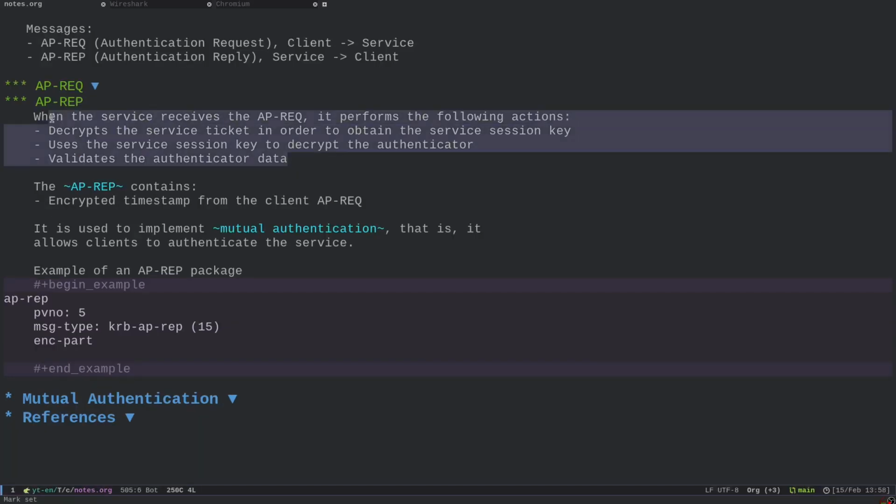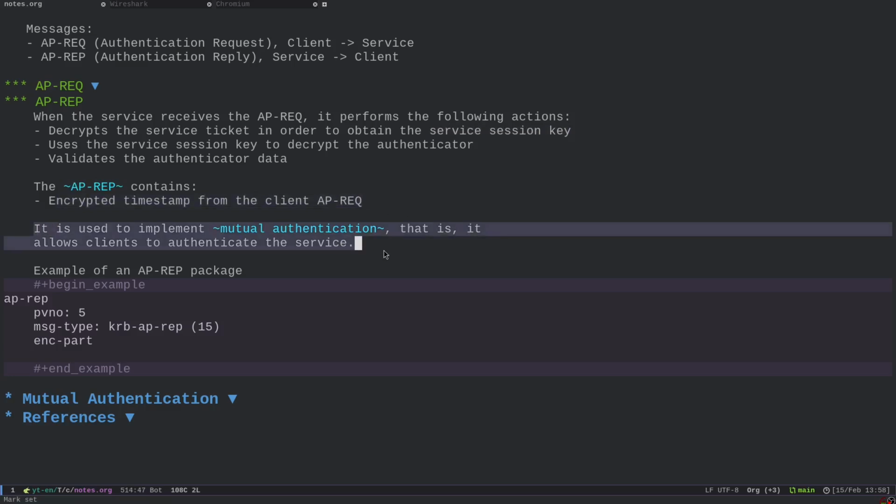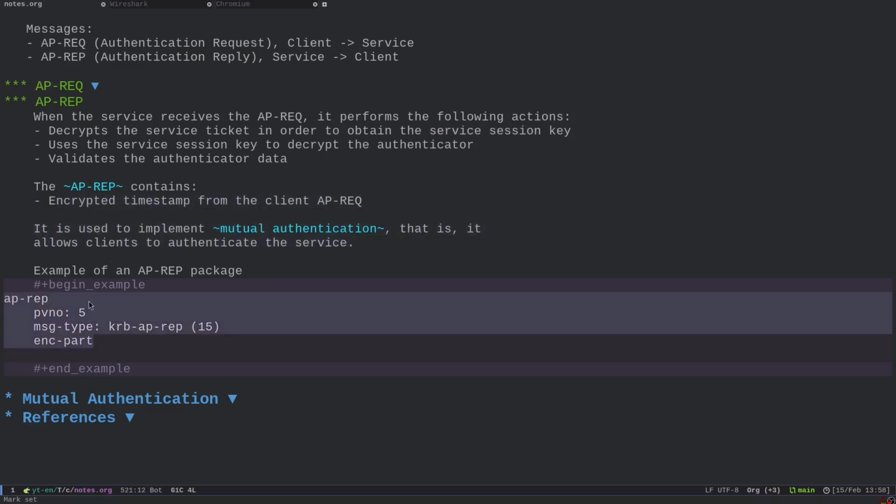Once everything is fine, if the authentication was successful, client and server at this point have a shared service session key. So they have a shared key that they can use in the current session. Now, the reply to the AP-REQ packet can contain an encrypted timestamp, and this is used to implement mutual authentication. So, an example of an AP-REP is the following one. EncPart, this is the encrypted timestamp.